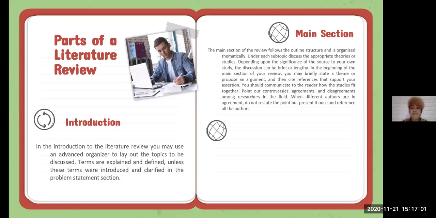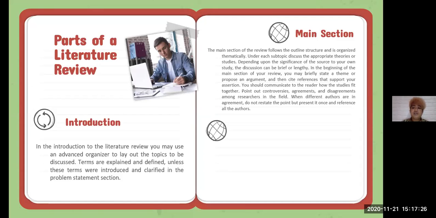In the beginning of the main section of your review, you may briefly state a theme or propose an argument, and then cite references to support your assertion. Kagaya, for example, nagsimula ako sa isang RL na, in the past decades, the study of ganyan-ganyan has been greatly reviewed. However, there still need to ganyan-ganyan, something like that. So you may begin with an argument.